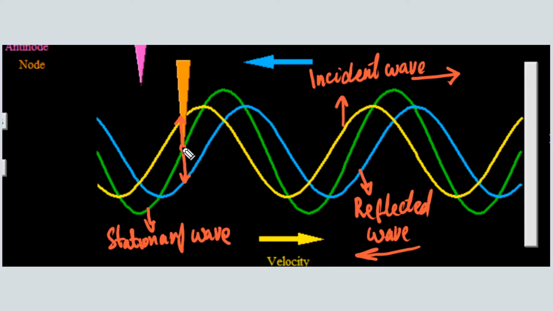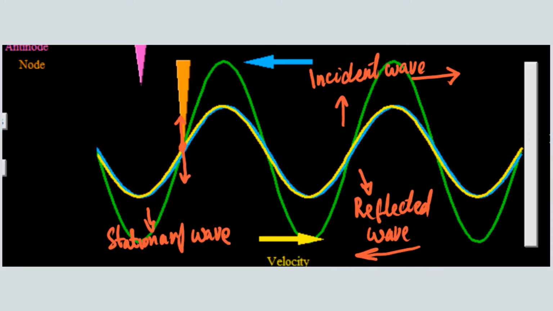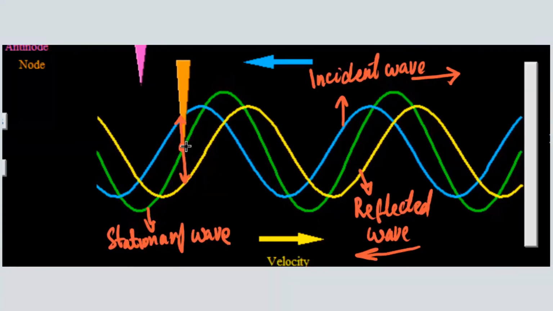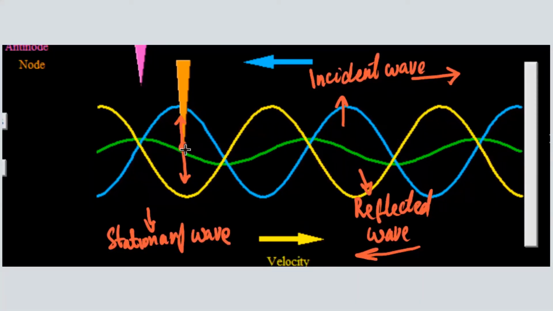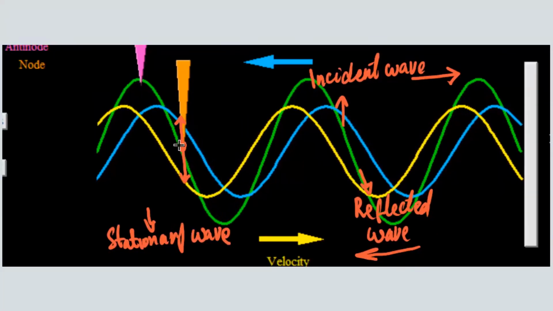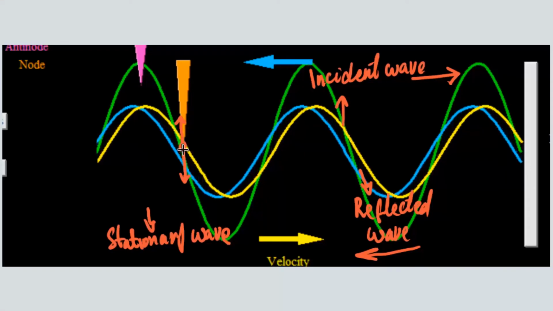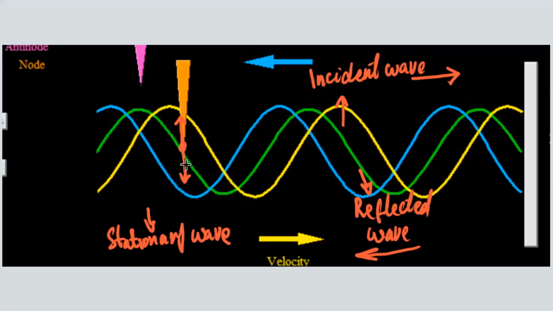So at this point we have a node. The node is formed at this point. So the particle at this point has no displacement. Now simply we can say the particles at nodes stay at rest. Let's see this animation again. Now you can see the particle at this point will stay at rest because there is no displacement at this position. So this particle stays just at rest.